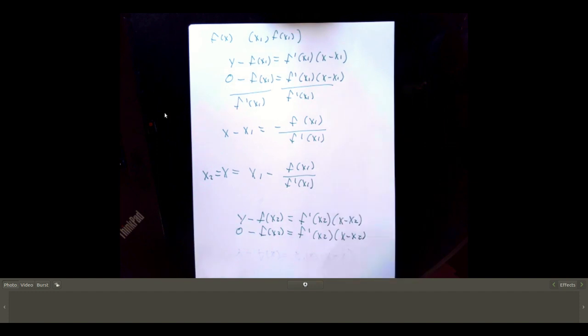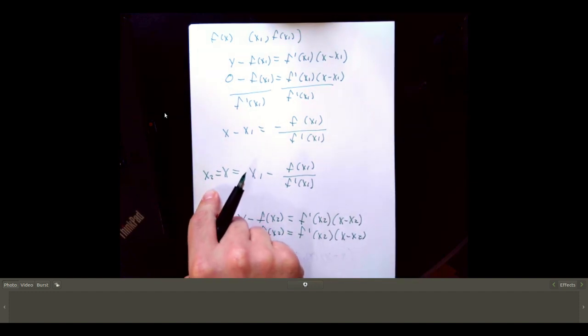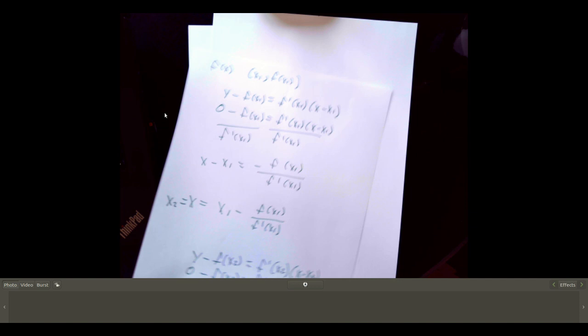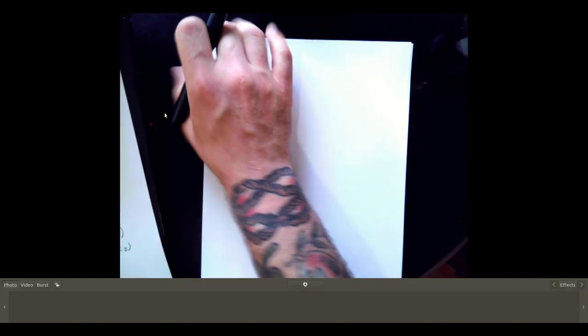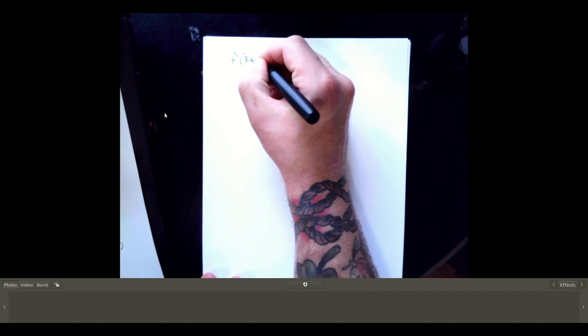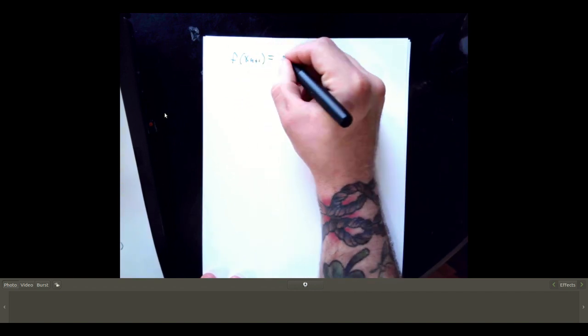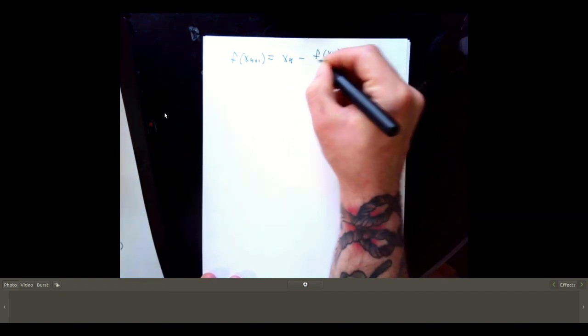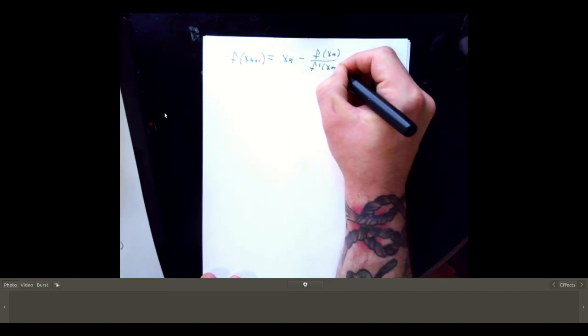And through the same algebra and the same way of defining x3, we would get x3 to be equal to x2 minus f of x2 divided by f prime of x2. So, in general, we get x sub n plus 1 to be equal to x sub n minus f of x sub n divided by f prime of x sub n.